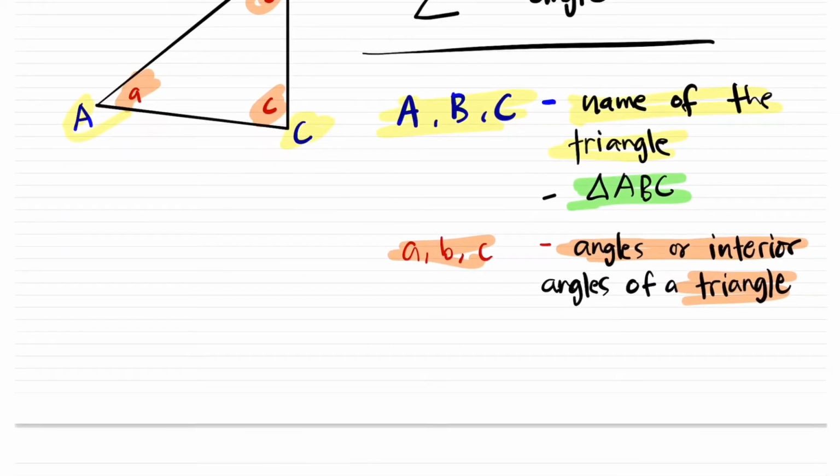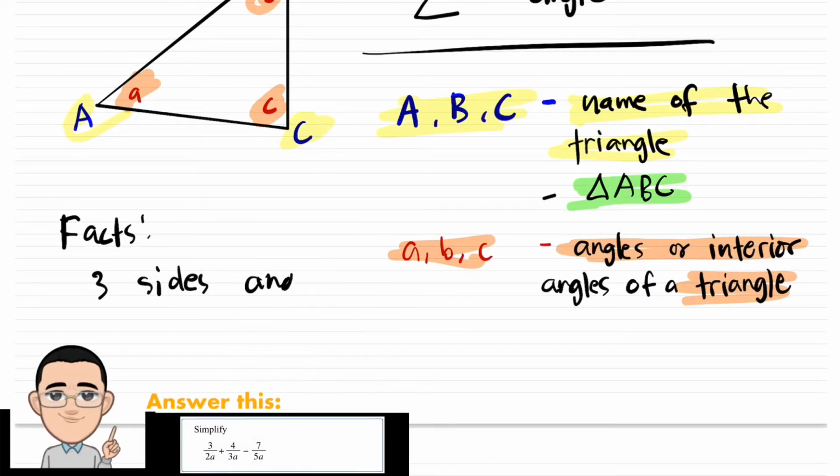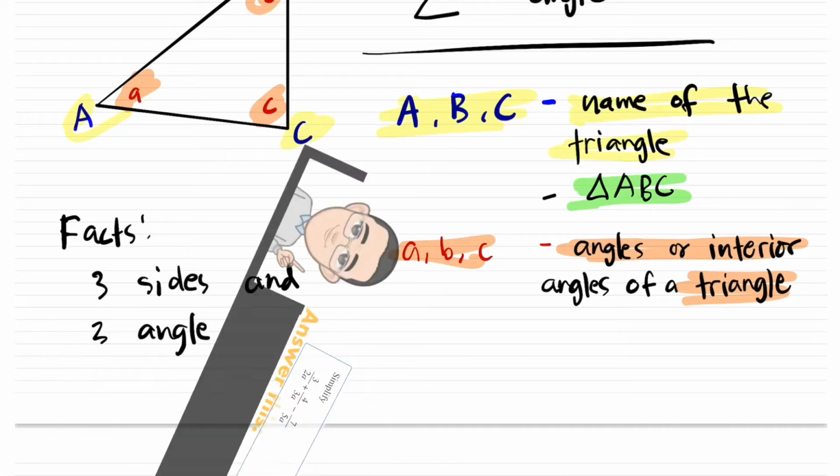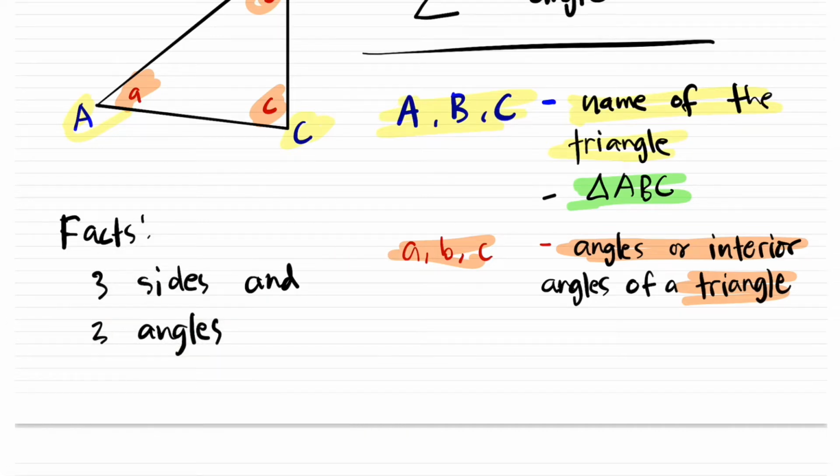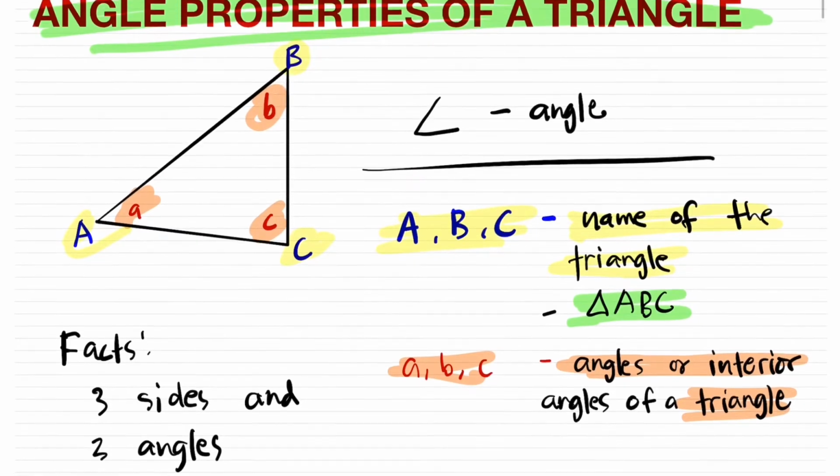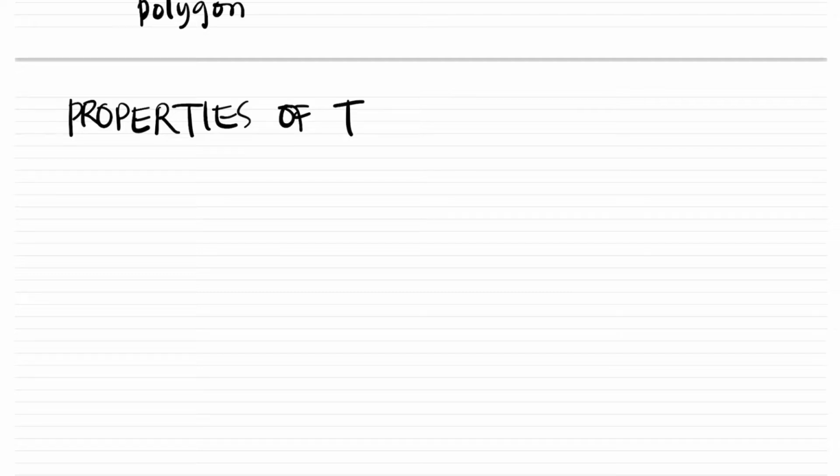And for the facts about a triangle, there are 3 sides and 3 angles, and a triangle is a polygon. So these are the facts about a triangle. Now we're going to proceed to our discussion today about the properties of a triangle.